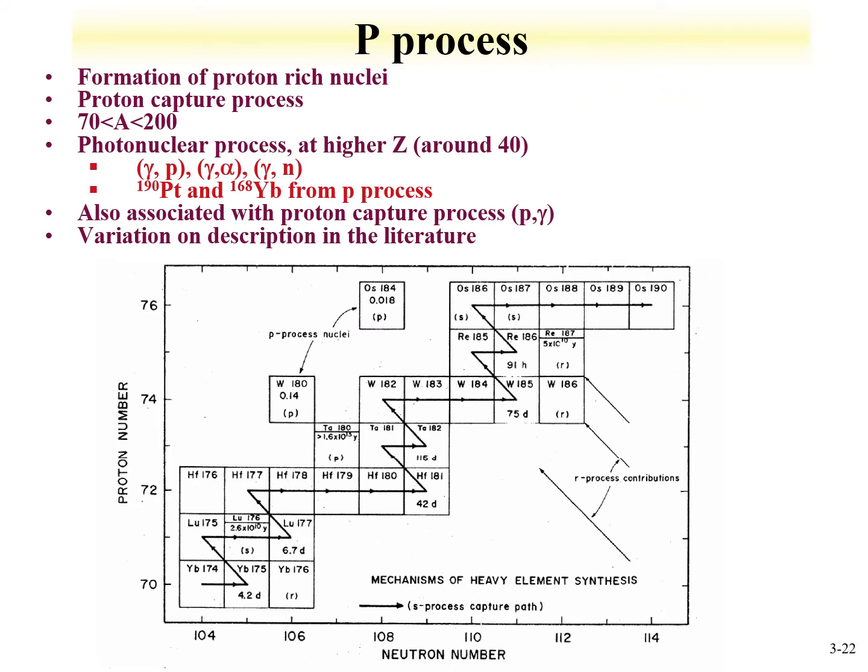The formation of proton-rich nuclei or neutron-deficient nuclei occurs through the P process, where we have a proton capture process, or we can have photonuclear processes at high Z, let's say, of around 40. These photonuclear processes, as we discussed earlier, can result in emission of protons, alphas, or neutrons. As an example, platinum and terbium are from the P process. In the literature, there are various descriptions of the P process, and a lot of that indicates that exploration of the P process is still ongoing. But the fundamental aspect of these processes is that they're responsible for the light stable isotopes being formed.